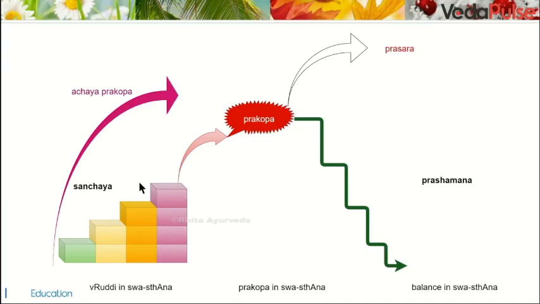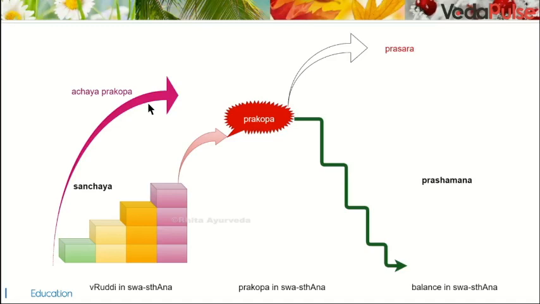Whenever you go by the step-by-step pattern of Sanchaya and Prakopa, you know that it is a slow process and it is affecting in a particular method, and you have time to reverse it. But when this happens, it is not a methodical thing. It is abrupt, and it is essential for you to fight it back with the same force. And this differentiation is important for us to understand when we deal with infectious diseases and non-infectious diseases, diseases that are natural for that season and diseases that are unnatural for that season.